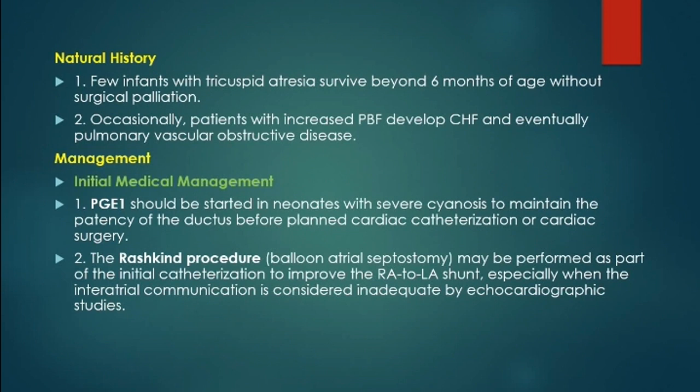Management of these patients involves initial medical management and palliative surgical procedures. First, we should start prostaglandin E1 as soon as possible to maintain PDA patency and improve oxygen saturation. Then, a Rashkind procedure should be done in cases having restrictive interatrial communication to improve the right to left atrial shunt and improve oxygen saturation until the patient is ready for surgical intervention.